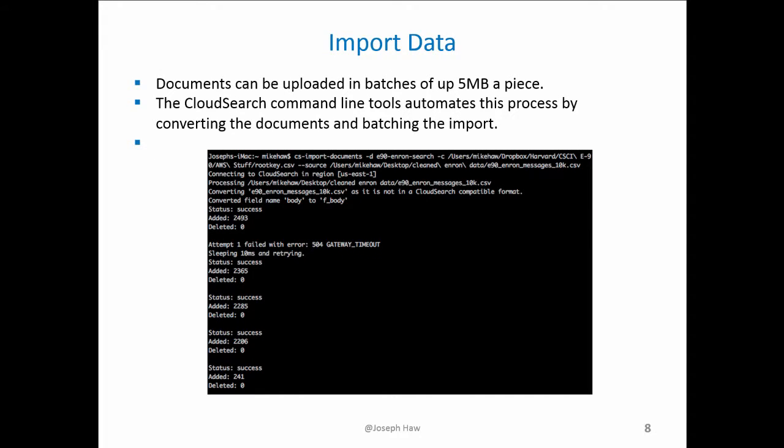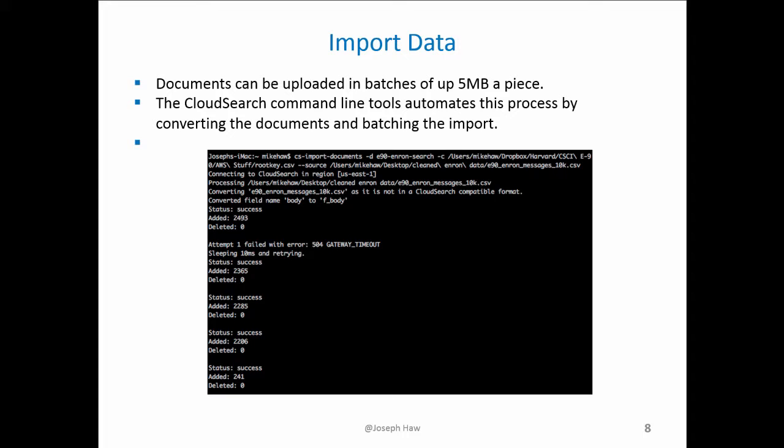When we import documents into our CloudSearch domain, we're limited to importing documents in 5 MB chunks. Obviously this is something you could do on your own, batching the documents or splitting up your CSV file into 5 MB sections. But the AWS CloudSearch tool has its own set of command line tools that can actually do this batching for us.